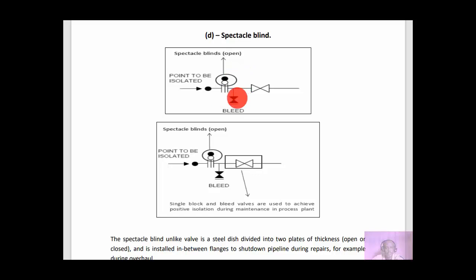We have the spectacle blind. Spectacle blind, unlike valve, is a steel dish divided into two plates of thickness, open or closed, and is installed in between flanges to shut down pipeline during repair, for example during overhaul. A typical example of illustration is what we have here. Here we have a spectacle blind installed between these two flanges, though we have a bleed here for points to be isolated. Here we have a spectacle blind open. The single block and bleed valves are used to achieve positive isolation during maintenance in process plant as well.